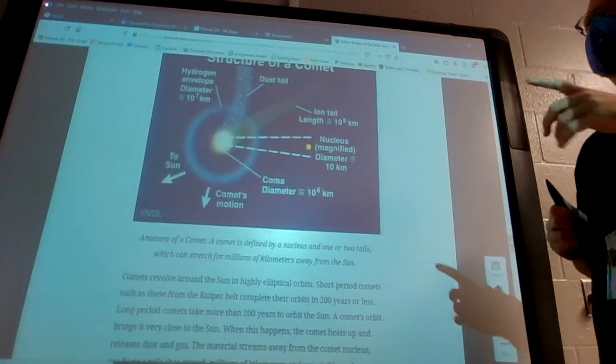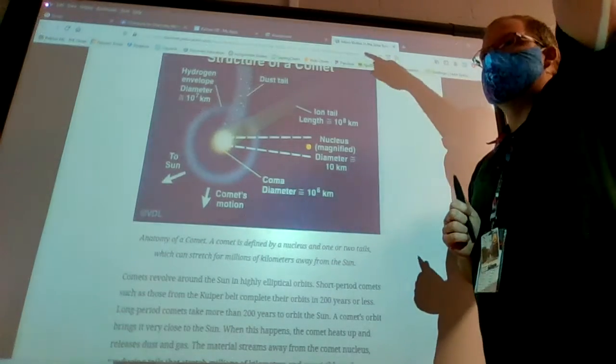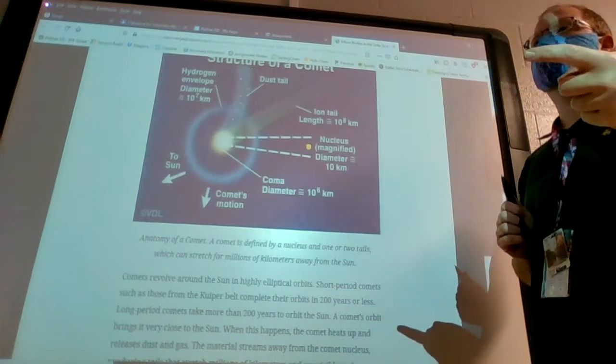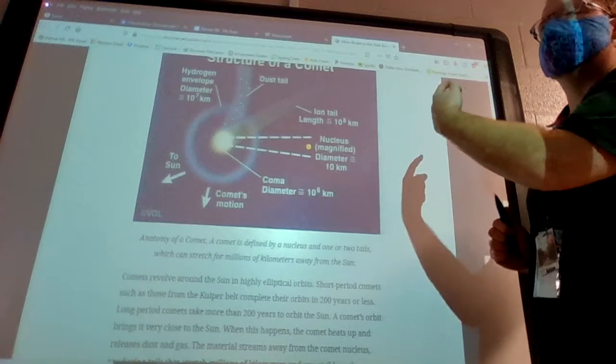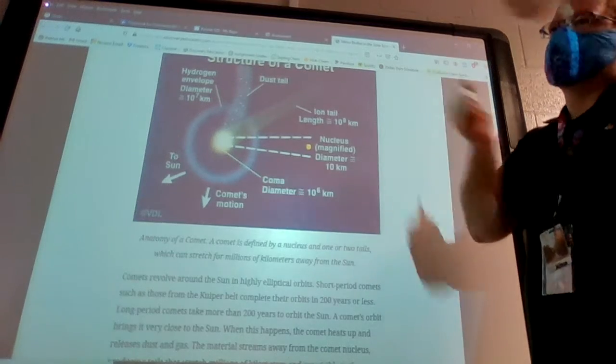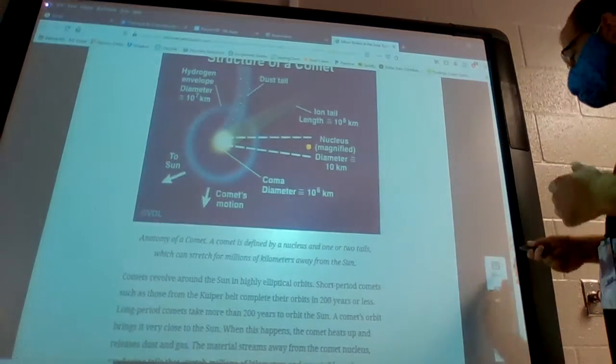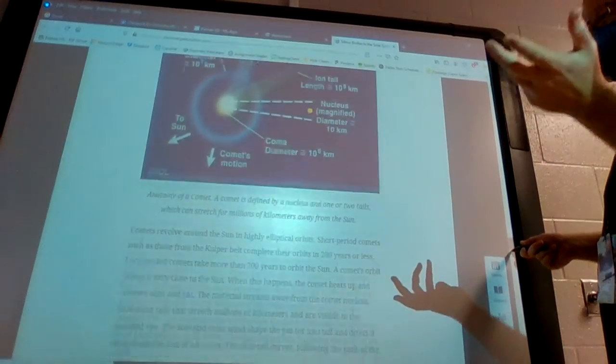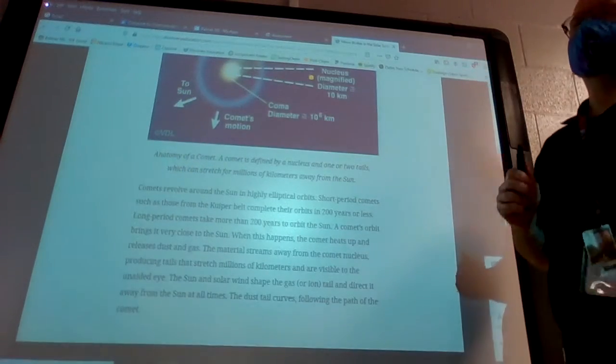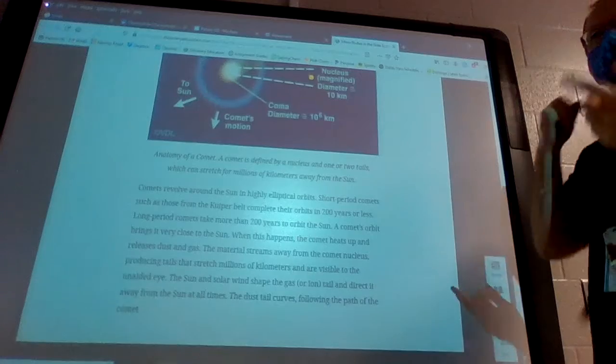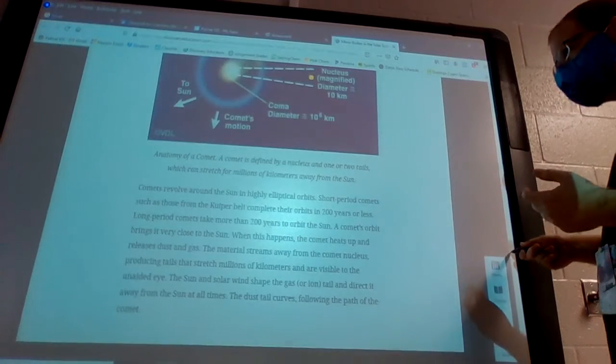Depends on the comet. And they're changing speeds. As they're coming in towards the sun, they're going faster. As they're going away from the sun, they slow down because the sun's gravity is pulling them back towards it. So how fast it goes really depends on the size of the comet, how far out it goes, and how close it comes to the sun.